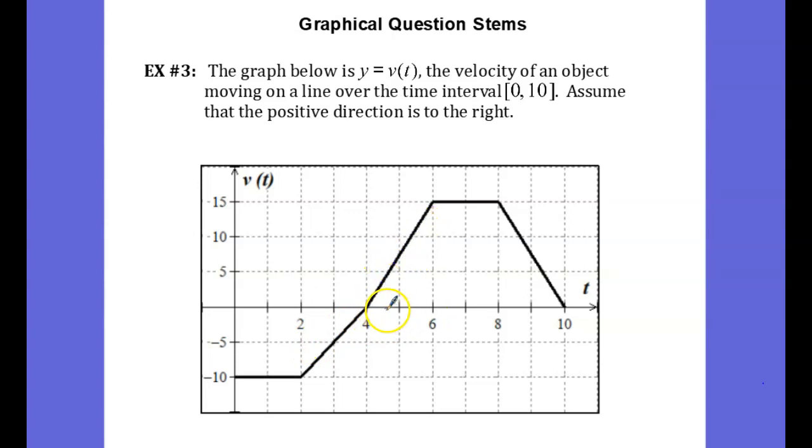But on 4 to 6, we can see that the velocity is positive. It's above the x-axis. And the slope is also positive. And so here we have a case where the particle or the object is speeding up because the velocity and acceleration have the same sign. Between 6 and 8, we're again traveling at a constant velocity. The slope is 0. The acceleration is 0. And then between 8 and 10, the velocity is positive, but the acceleration is negative. And so this would be an instance when the speed is decreasing, because the acceleration and the velocity have opposite signs. The only interval during which the velocity and the acceleration are both positive is from 4 to 6.